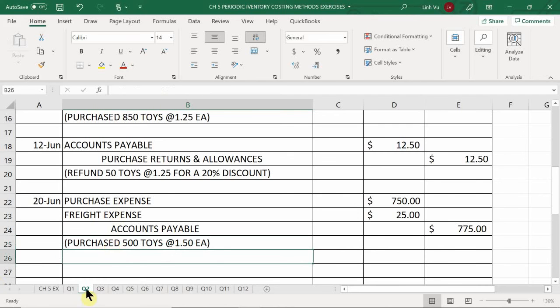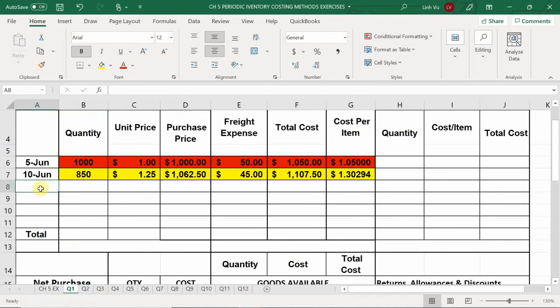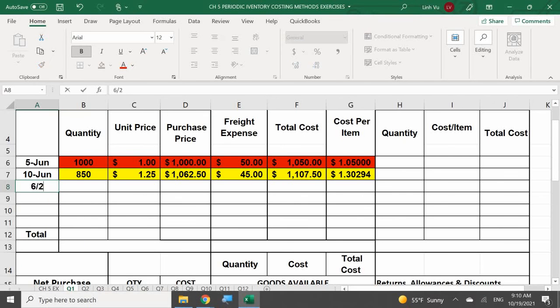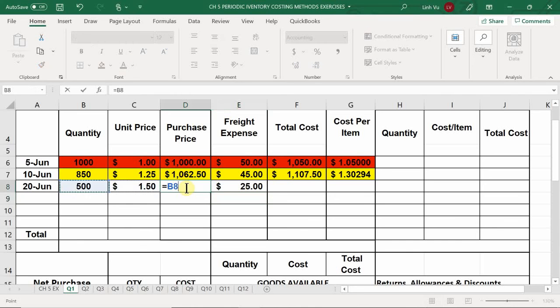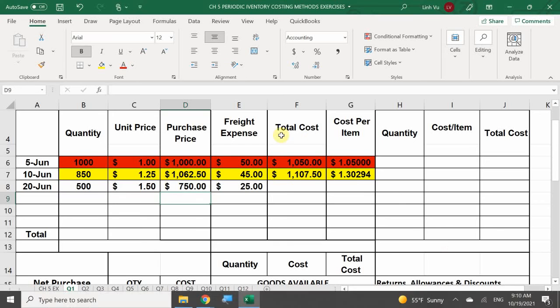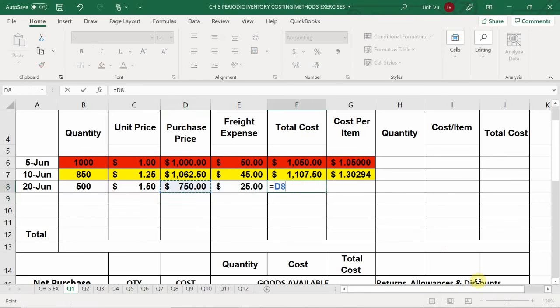Okay. So now hopping back into my inventory worksheet, I'm going to plug this in. So on June 20th, I purchased 500 units at $1.50 with a freight of $25. So again, my purchase price is going to be 500 times 150, which we already solved, to be 750 plus 25 gives us a total cost of $775.